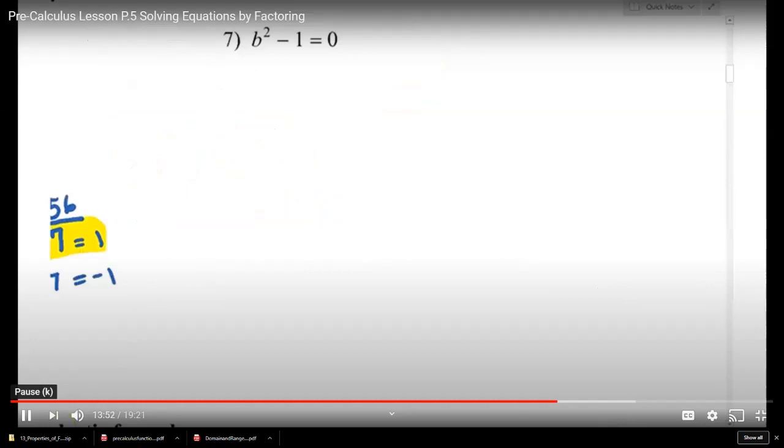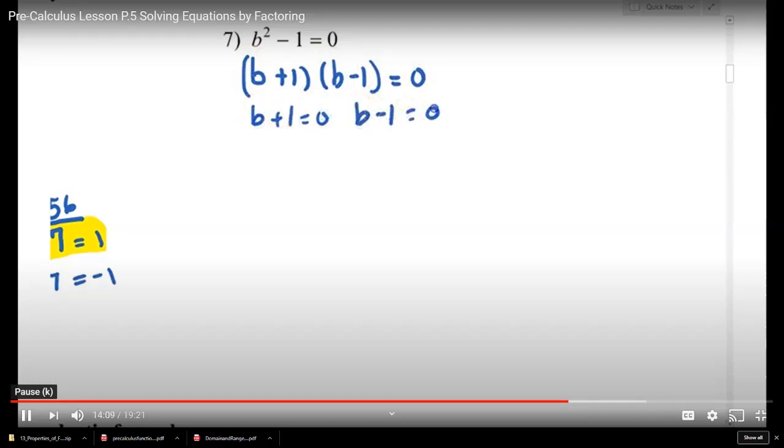b squared minus 1 is a difference of perfect squares. So it's going to be b plus 1 times b minus 1 equals 0. So b plus 1 equals 0, b minus 1 equals 0. You subtract 1 from both sides, so b equals negative 1. And you add 1 to both sides, so b equals 1.